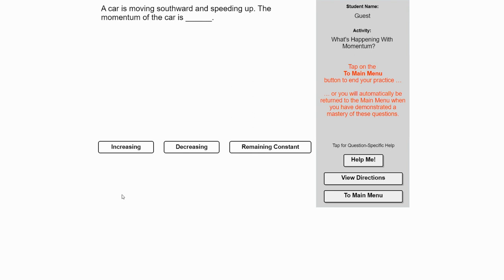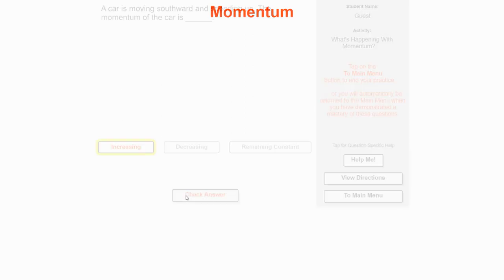All right. So if a car is moving southward and speeding up, what is the momentum of the car doing? Yeah, it should be increasing. Why? Because the equation, p is equal to mass times velocity. So if velocity is increasing, momentum should be increasing.